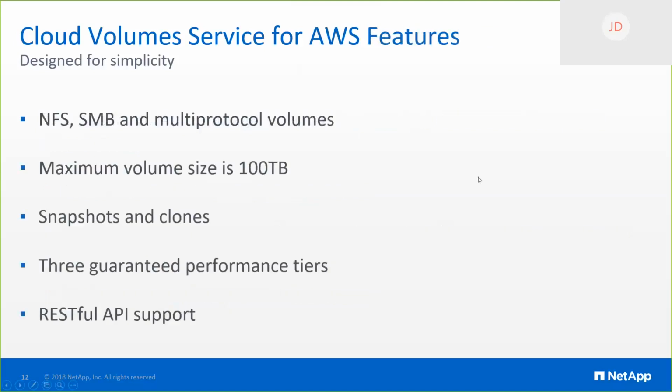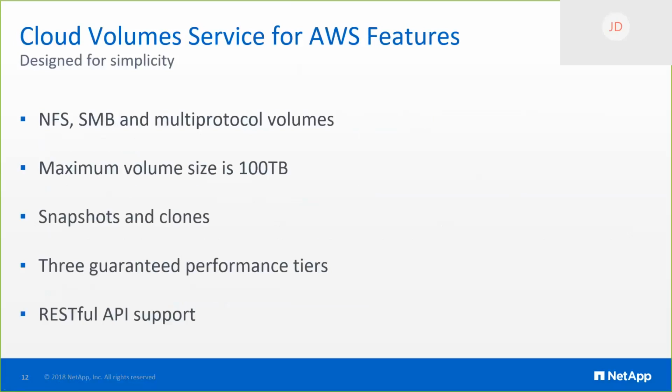Cool. So another great question that would come up next is, hey, so what are the features of Cloud Volume Service for AWS? So I've said this a few times already, but you can provision NFS, SMB, and multi-protocol volumes. So by multi-protocol, I mean a volume that would be accessible using NFS and SMB at the same time. The maximum volume size right now is 100 terabytes. So you can't create a volume that is larger than 100 terabytes. That's one of the hard limits that we do have.